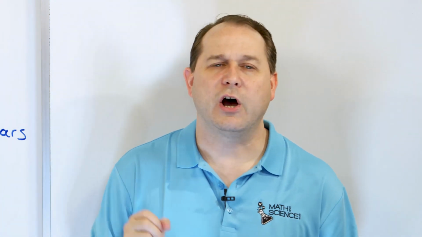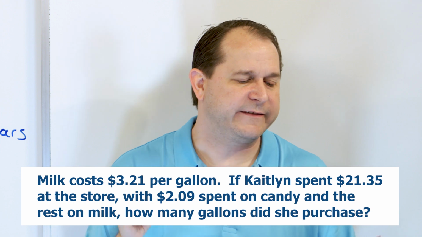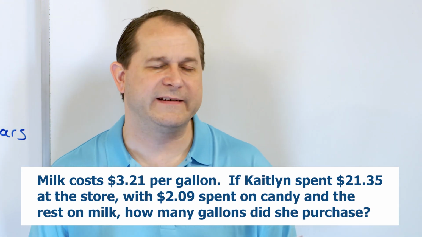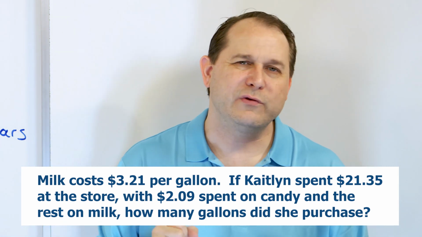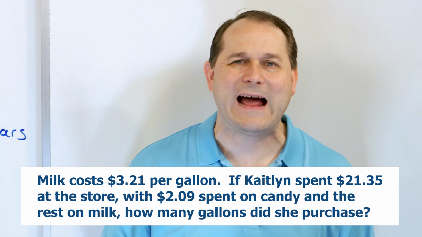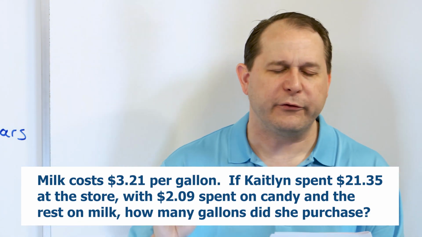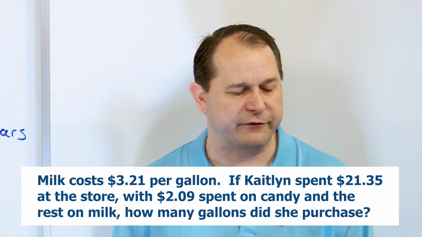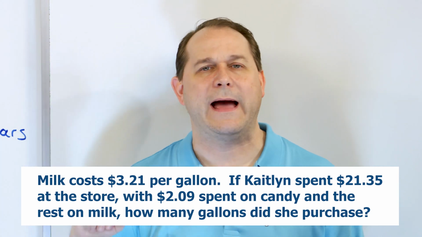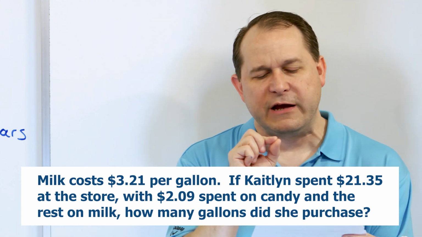It says, milk costs $3.21 per gallon. If Caitlin spent $21.35 at the store, with $2.09 spent on candy and the rest on milk, how many gallons did she purchase? So there's a lot going on here. We need to really pick it apart. So we know how much the milk costs per gallon, $3.21. Put that in the back of your mind, in your back pocket for now. Let's focus on the rest.